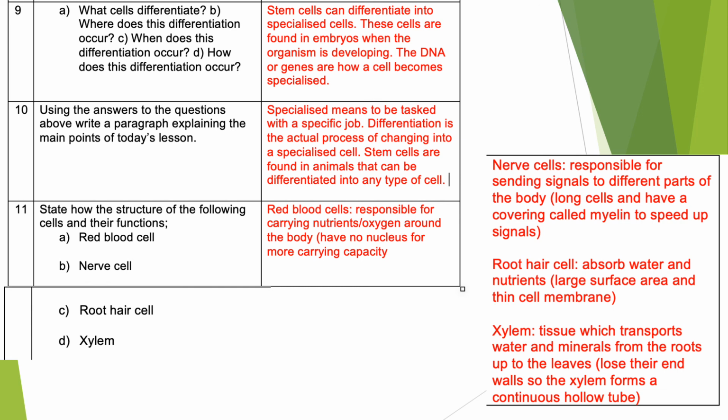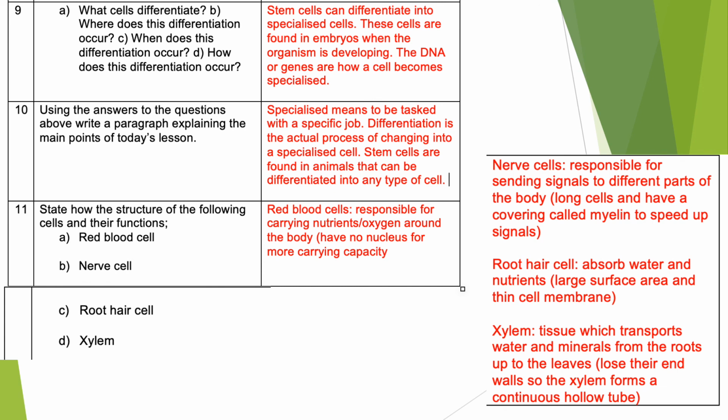Okay, and then the last one asks you to state how the structures of the following cells relate to their functions. That doesn't really make sense. So what I did was I wrote what is the function of the cells and what is the adaptation that they have. So, red blood cells are responsible for carrying nutrients around your body as well as oxygen. Most students know that red blood cells carry oxygen. What they don't know is that they carry other things as well. And one adaptation of a red blood cell is that they have no nucleus, like I mentioned before. And what this does is allows the cell to carry a lot more because the nucleus actually takes up quite a bit of space. So, getting rid of it means that it can carry a lot more stuff.